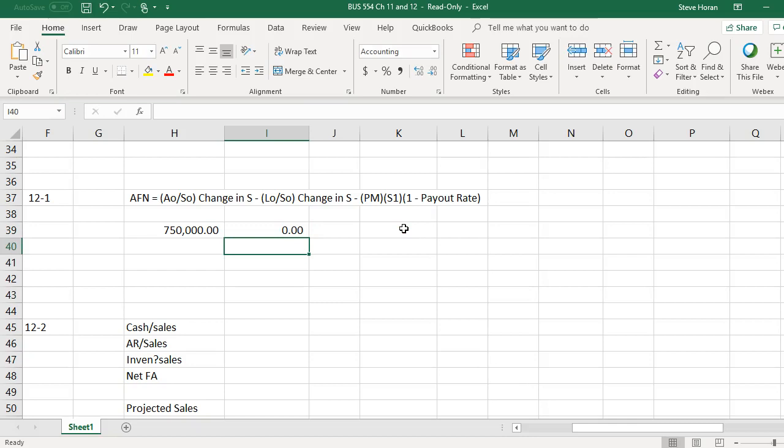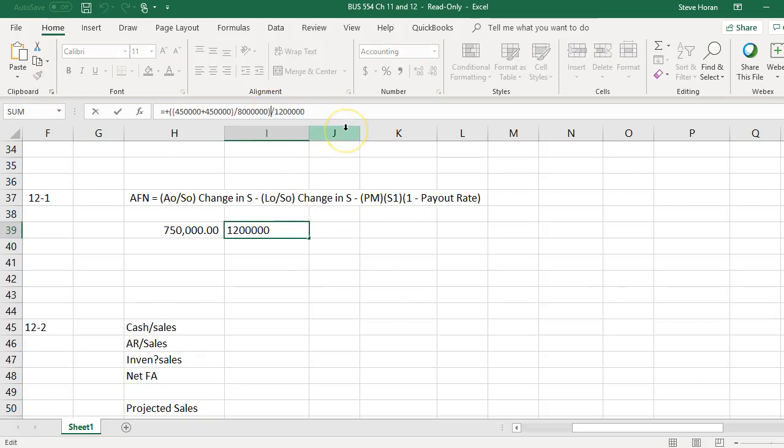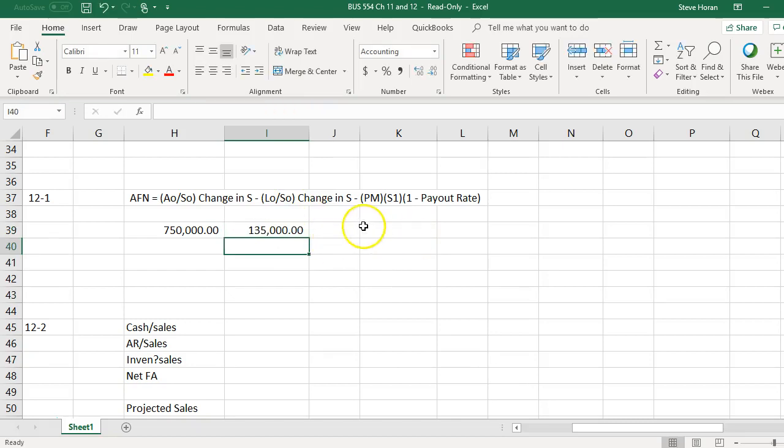Okay, then I get to my answer. Let's see, I didn't do something right. Multiply. There we go. Now I got it. So sorry about that. Let me show you what I did there. So the 450 plus 450 divided by 8 million, which is S0. Then I multiplied that by the change in sales of 1.2 million. So I get 135.